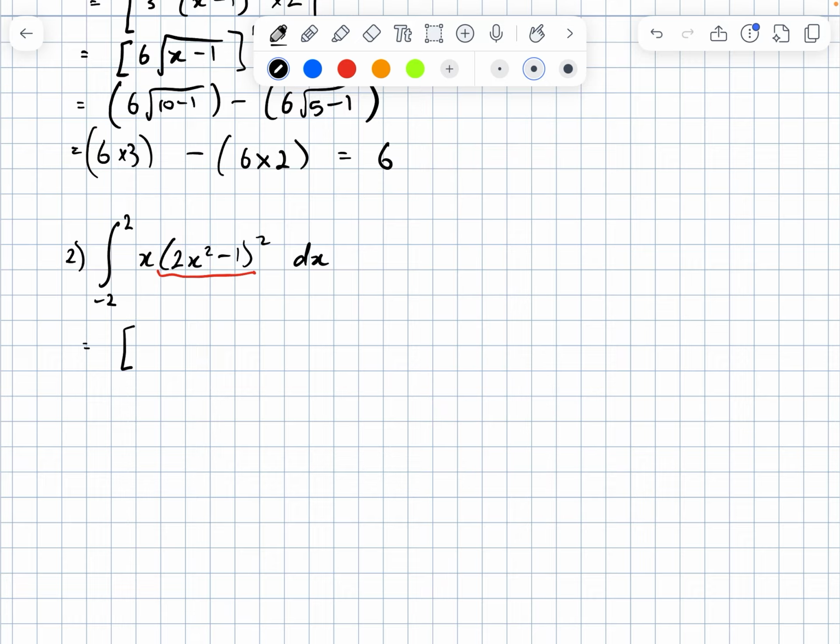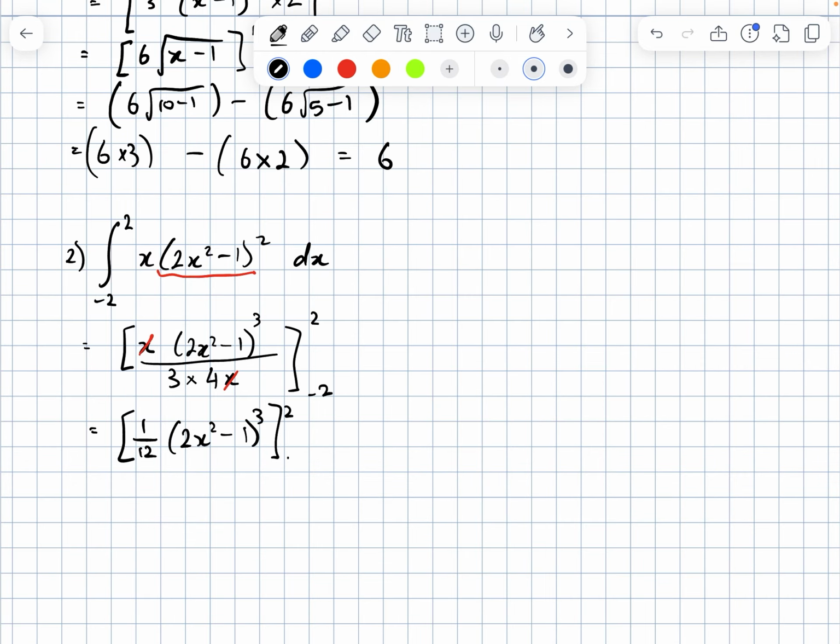Equals. I'm going to leave the outside alone, giving me 2x squared minus 1 to the power 3, divided by the new power and the derivative of the bracket. So the derivative of the bracket is 4x, between 2 and negative 2. The x's will cancel, giving me 1/12 times 2x squared minus 1 to the power 3 between 2 and negative 2.